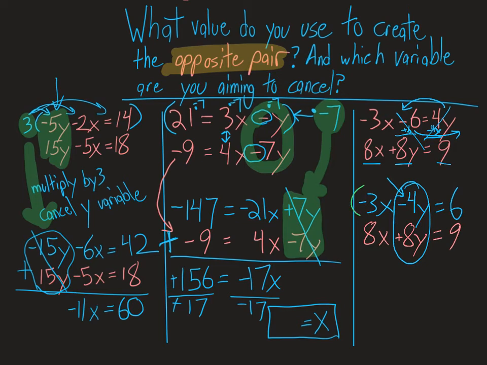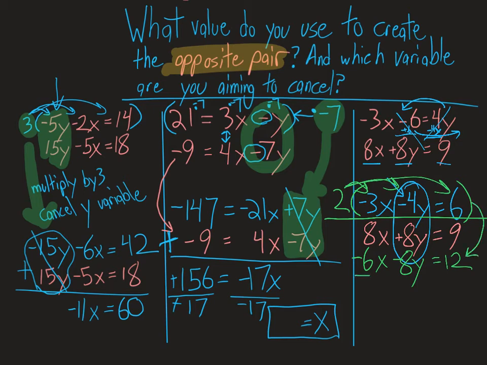We would multiply this whole top equation by 2. So 2 times negative 3, negative 6. And you know what I'll do? Let's see if I can do this without confusing you guys. I'll just write it right here. Negative 6x. 2 times the negative 4, negative 8y. And then 2 times the 6 equals 12. Okay, so now that I've rewritten the equation right to here, I'm just going to add them without having to rewrite again.